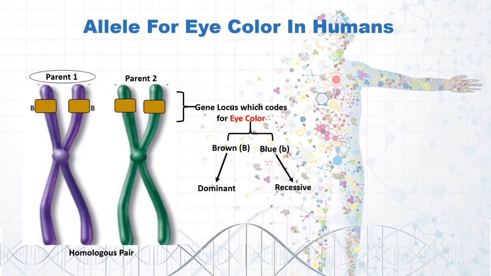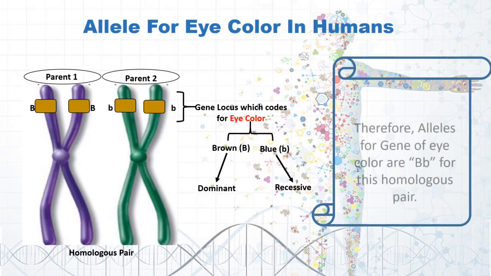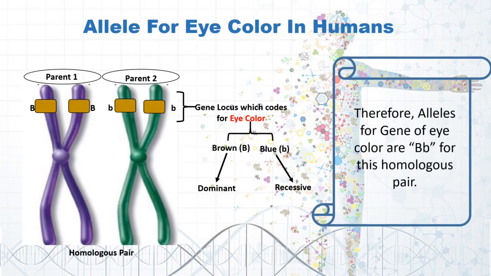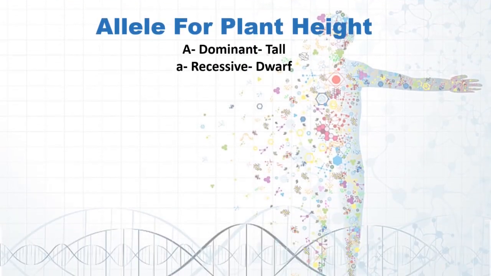In the chromosome of parent 1, the brown area is marked as capital B and B, which is dominant for eye color. Similarly, in parent 2, this area has lowercase b and b, that is recessive alleles. Therefore, alleles for the gene of eye color in this pair of homologous chromosomes is going to be B and b, one capital and another small. Let me ask you with a few more examples.